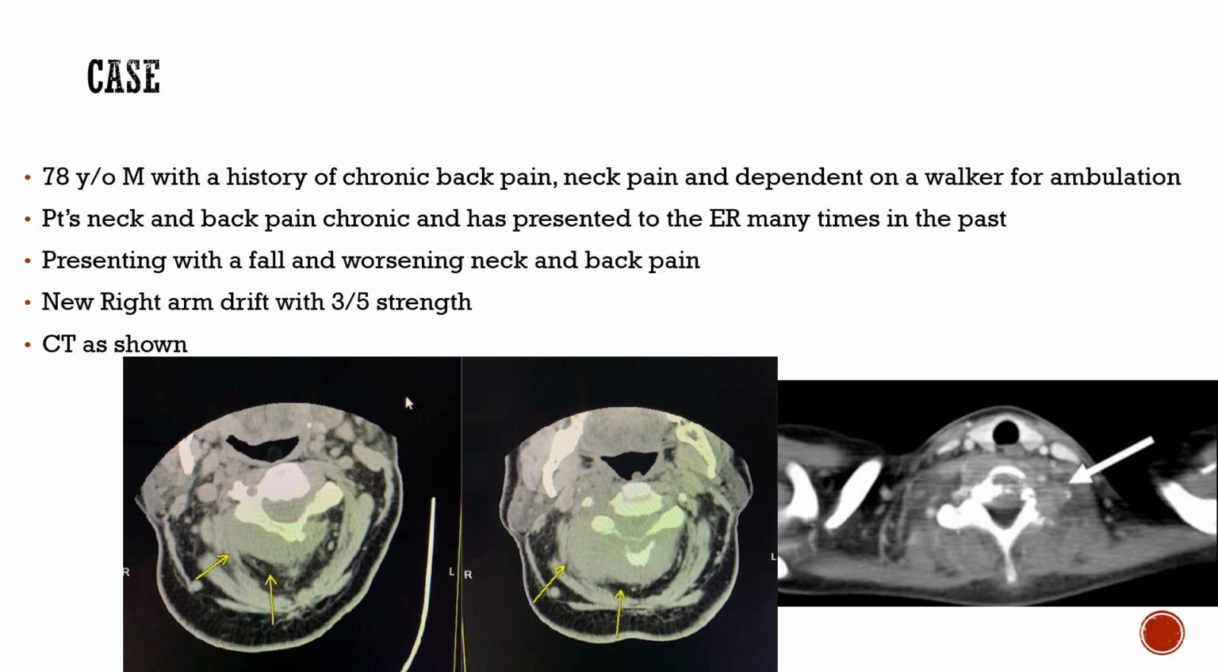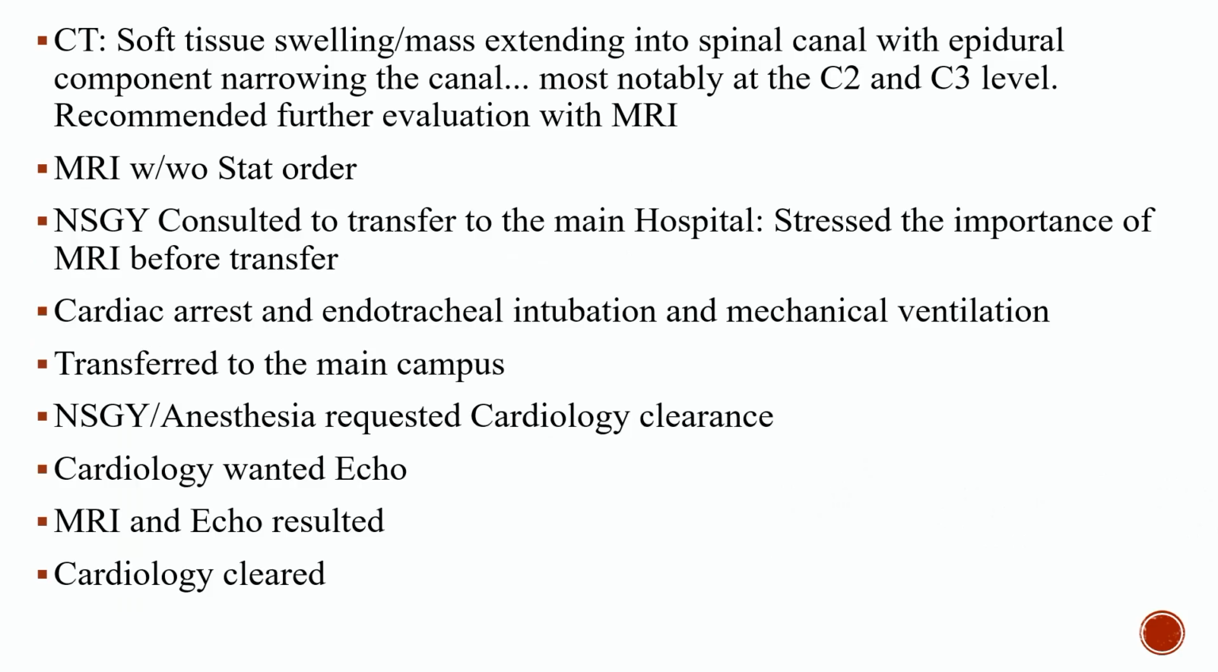When they saw that, they went back and looked at the scan from 30 days ago. Only then did they realize it was there before, right? This is retrospective, and on this CT scan you can clearly see on axial imaging that it's definitely approaching the spinal canal. The CT scan read: soft tissue swelling mass extending into spinal canal with epidural component narrowing the canal, most notably at the C2, C3 level. So the reader recommended further evaluation with MRI.